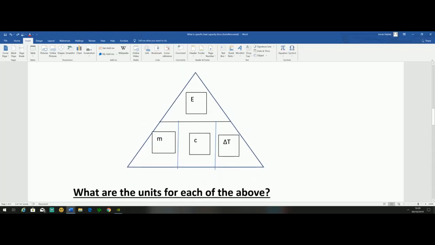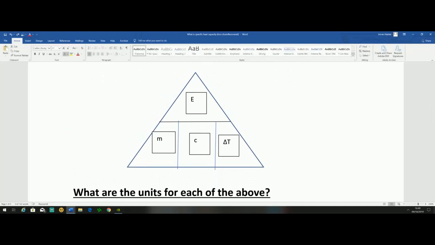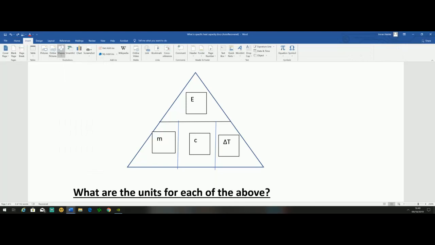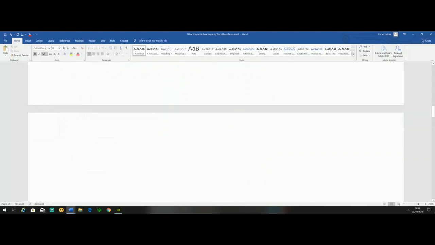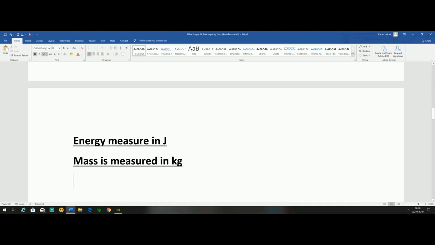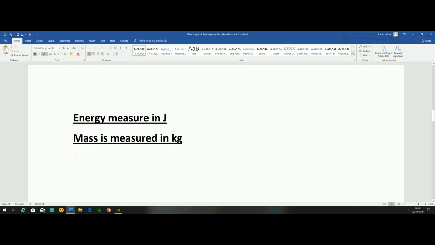Right. So what are the units for each one of these? So you should know the units for energy, because all energy is measured with the same units. Of course, it's measured in joules, right? Now guys, remember, as soon as you learn a new equation, you write it in the back of your book. Mass is measured in, you should know this one as well, in kilograms. Temperature is measured in degrees Celsius.